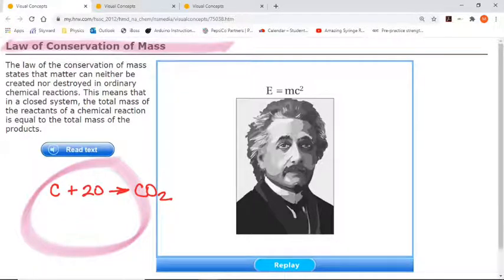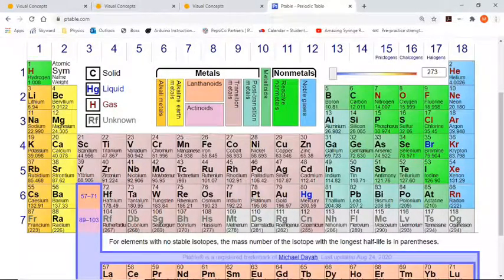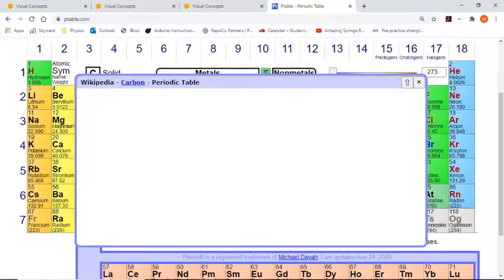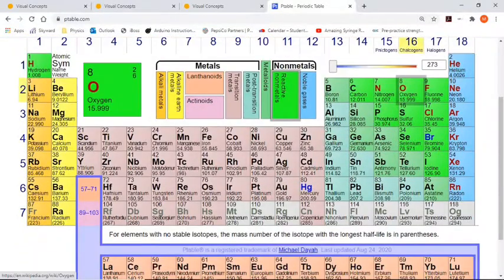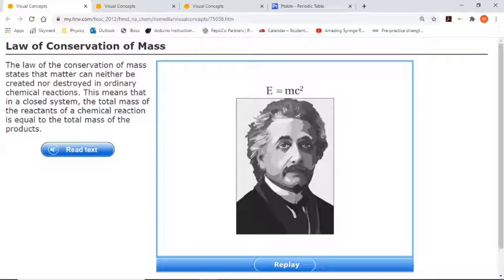If we go look at the law of conservation of mass and look at our mass, right now I'm looking at my periodic table. And I'm going to find carbon and oxygen that we have over here. So if I look at carbon, you can tell carbon has a mass of 12.01, so as I hover over it, it's 12.01. Oxygen is 15.99, so we're just going to say 12 for carbon, 16 for oxygen, and go work out our example. So over here again, we've got carbon plus 2 oxygen yields carbon dioxide.